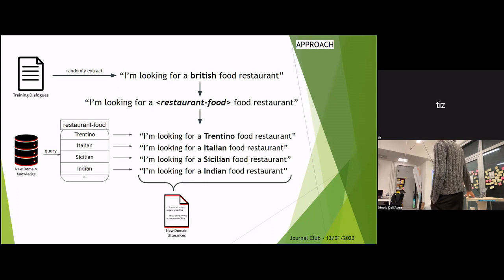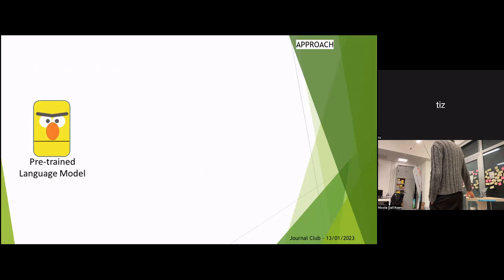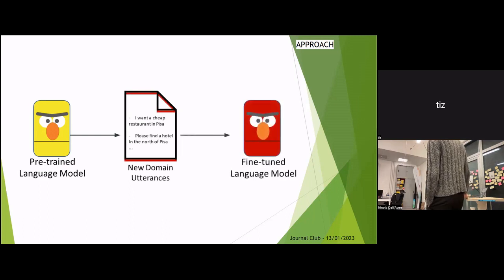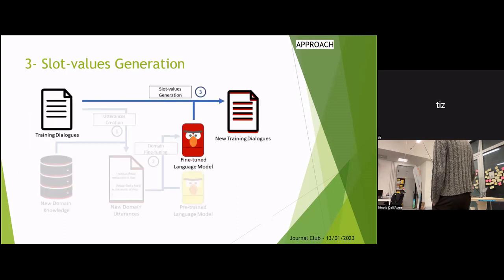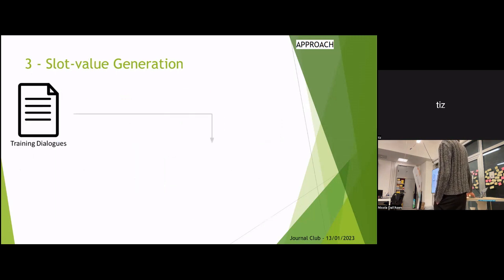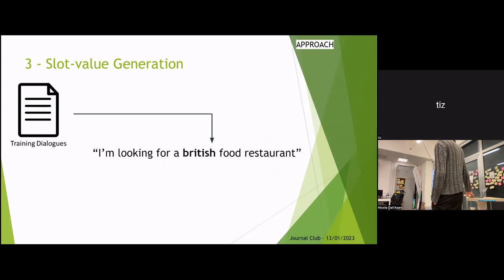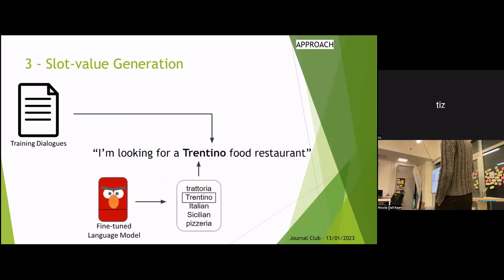Now, these domain utterances are used for doing the fine-tuning. So we simply take the pre-trained language model, we give it the new domain utterances, and then we can fine-tune our model. Once we have the fine-tuned model, we can simply use this model for making the predictions. So we take all the sentences in the training dialogues. Again, we mask the slot value, but this time we are substituting the mask with the proper value that is produced by the fine-tuned language model. The fine-tuned language model will produce a certain number of candidates, and with a certain probability, we select one of these candidates for making the substitution.